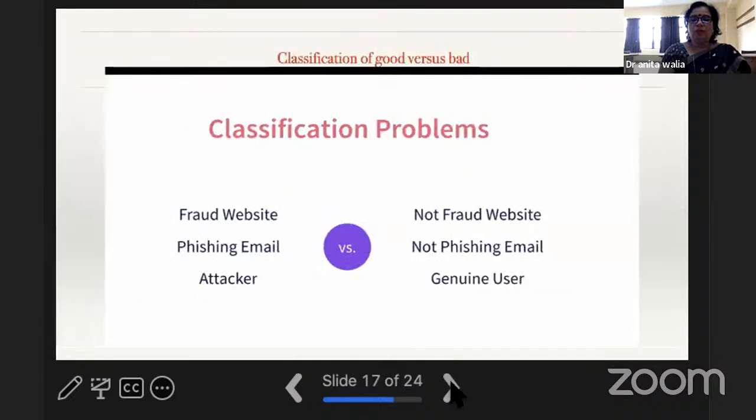Now, how can you do classification? How do you want to segregate events into known categories, such as whether a website is fraud or genuine? So bad means fraud and good means genuine. Whether an email that you have received is a phishing email or a genuine email from customers, whether the login attempt is from expected users or from an attacker. Such problems fall into the broad category of so-called classification problems. Generally speaking, classification is the process of segregating new data into previously known categories.